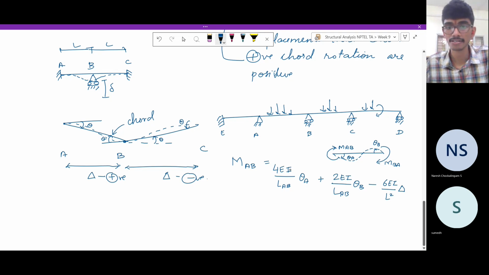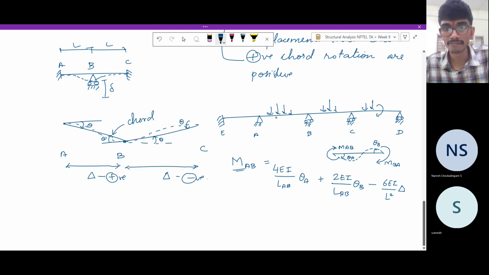Is that all? So what this relates, you can see, it relates the rotations at the joints to the moments that are generated at the joints. So this M_AB, the moment generated in the span at the joint A, is a function of the rotation here, it's a function of the rotation here, and it's also a function of the relative displacement.